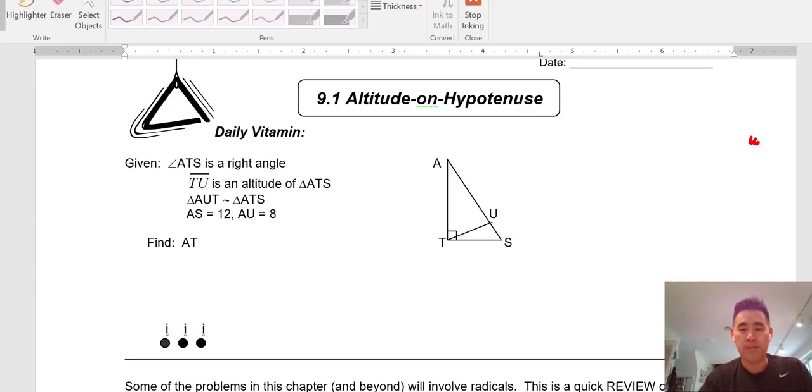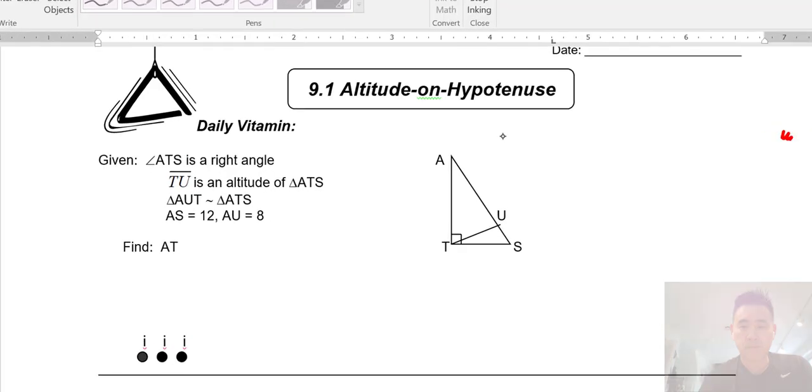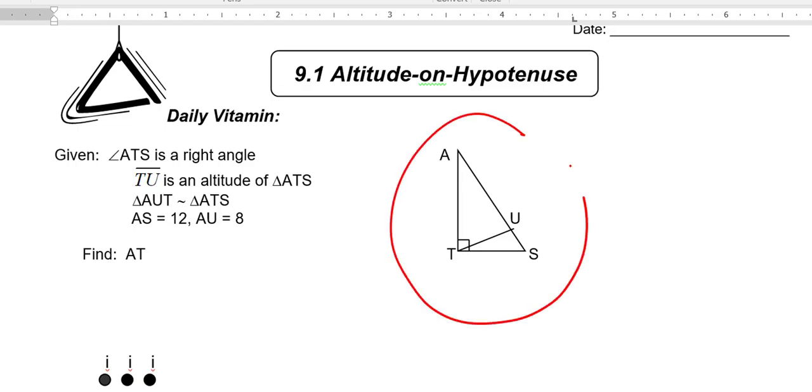So here you have a right triangle, and there's an altitude drawn to the hypotenuse of that right triangle. So this is the altitude that is drawn to that hypotenuse. When you have this situation, what you end up with is triangles that are similar to each other. So AUT is similar to ATS because of AA.